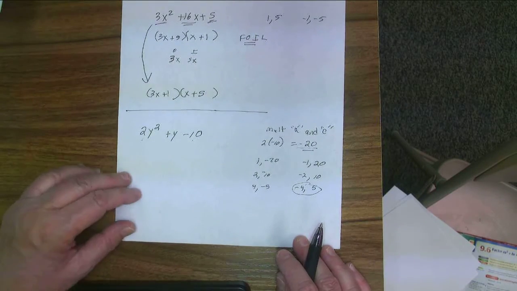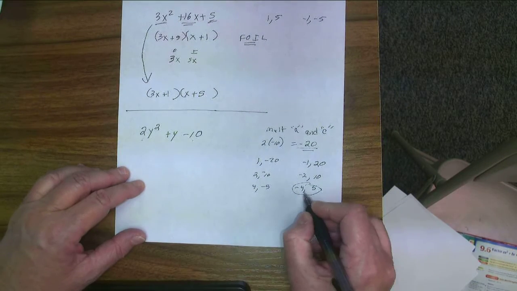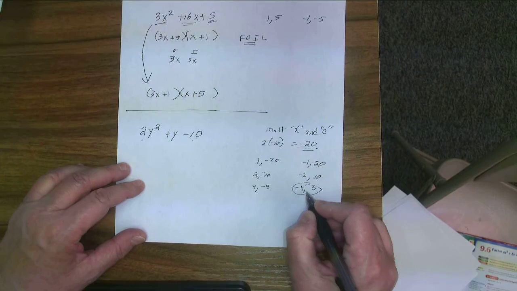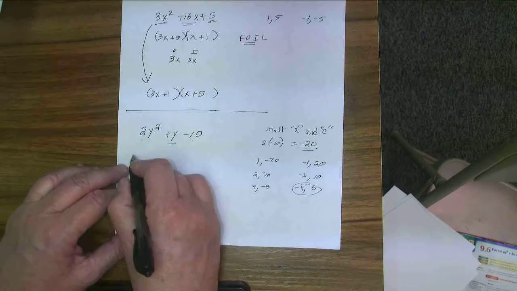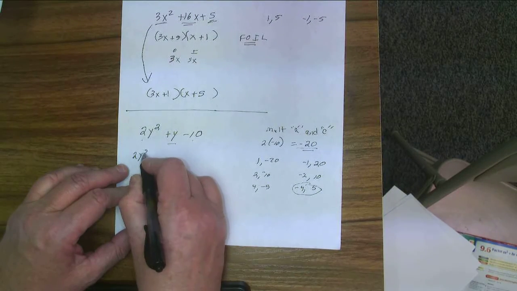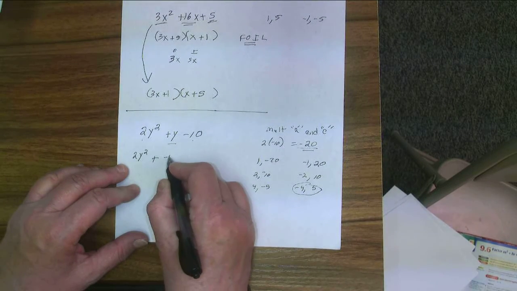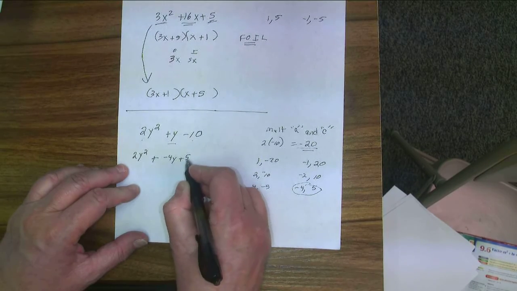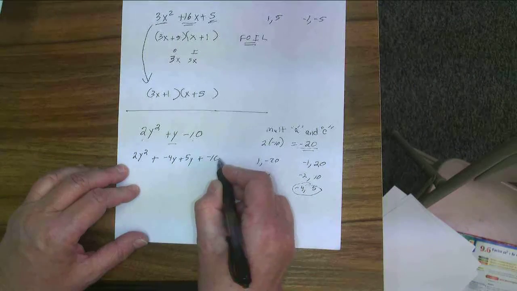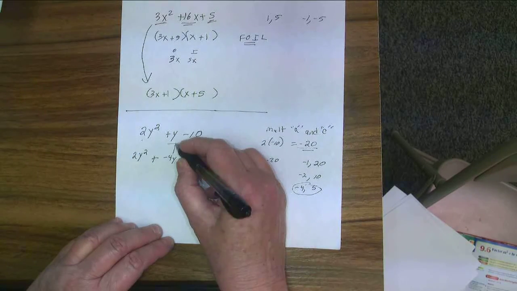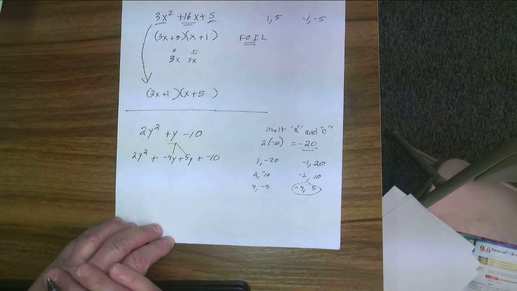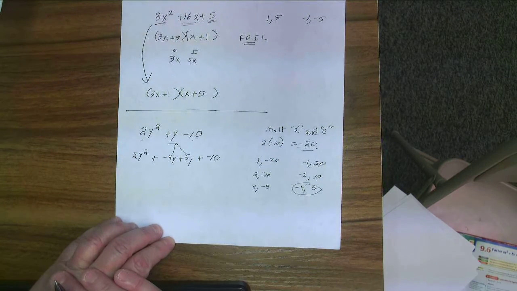So we want to set this up as -4y and 5y. We are breaking this term down. 2y squared plus -4y plus 5y. I'm going to write this as plus -10. This together is the 1y in the middle.